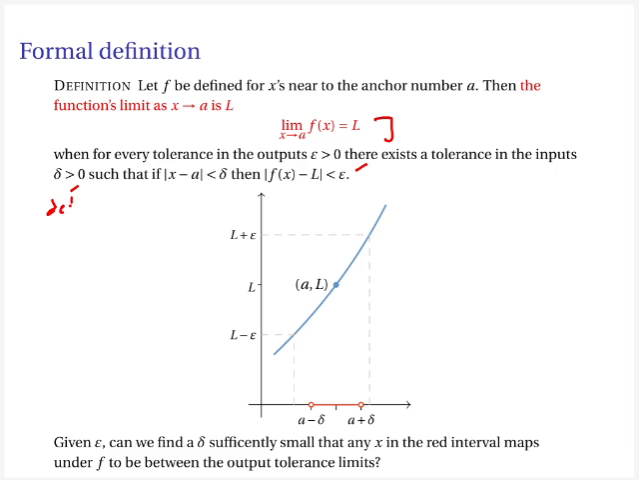Sorry, I spelled delta wrong. D-E-L-T-A, and that's epsilon, E-P-S-I-L-O-N. For every tolerance in the output epsilon, there's a tolerance in the input delta, such that if the absolute value of x minus a is less than delta, then the absolute value of f of x minus L is less than epsilon. If x is within delta of a, then f of x is within epsilon of L.